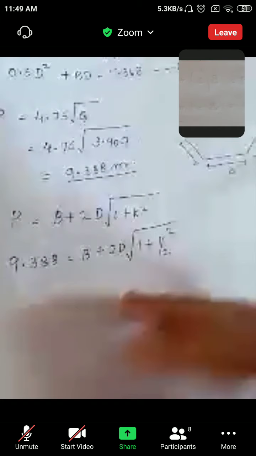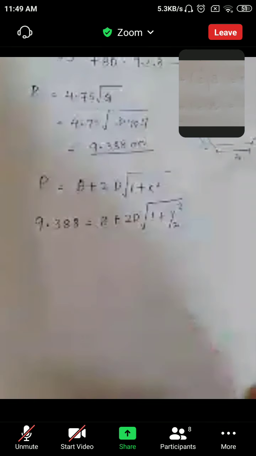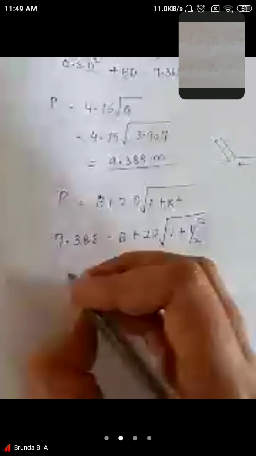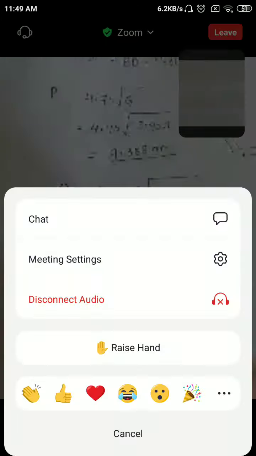So again, we know the value of the perimeter here. I'll write 9.388 equal to B plus 2D root 1 plus K square, where K is the side slope value, therefore it is 0.5 square. So we have 9.388 equal to B plus 2D root 1 plus 0.5 square.